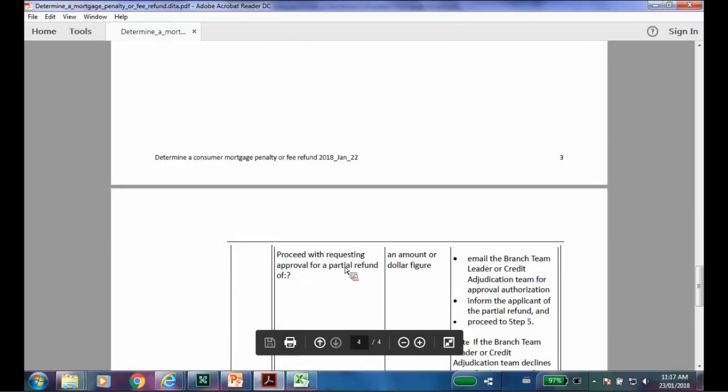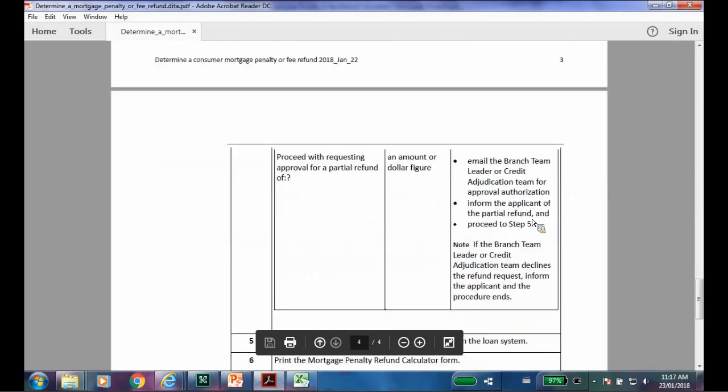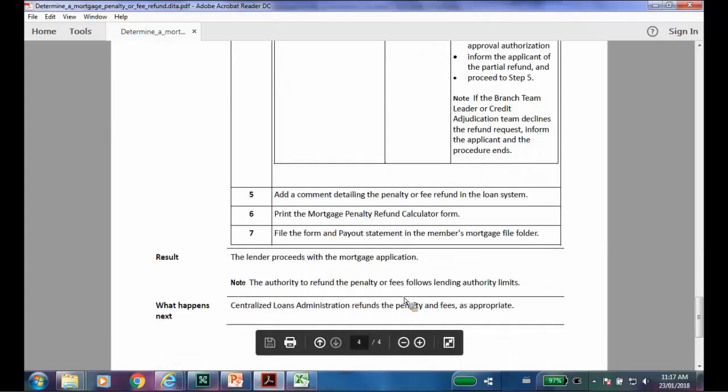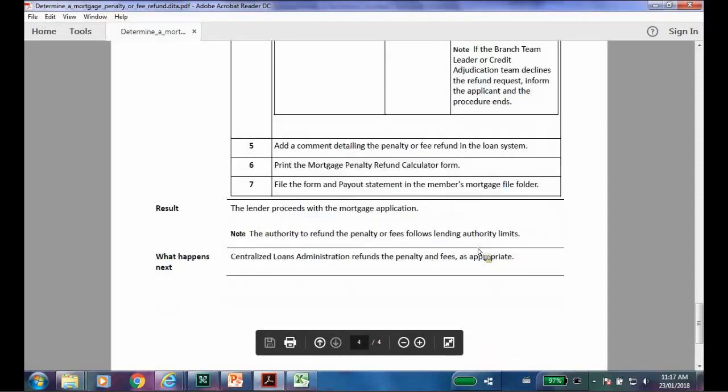Proceed with requesting approval for a partial refund. If it shows a dollar amount, it tells you what you need to do in that case. So then you would add a comment detailing the penalty or fee refund in the loan system, so into ProLender at the moment. Print the mortgage penalty refund calculator, file the form and payout statement in the member's mortgage file, and then centralized loans administration refunds the penalty and fees as appropriate.